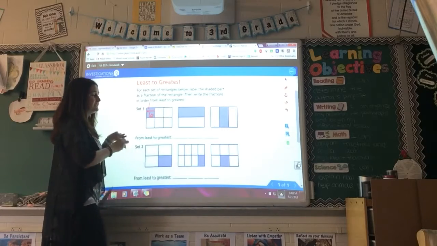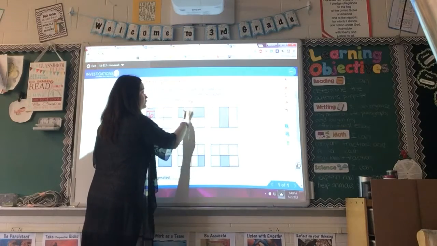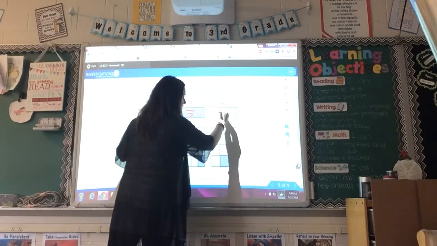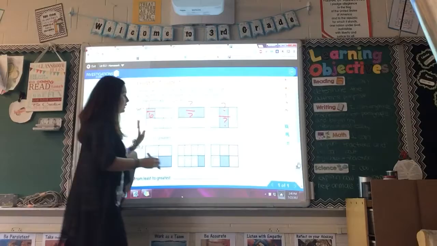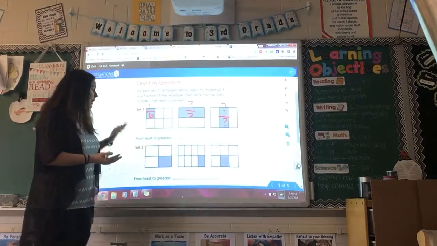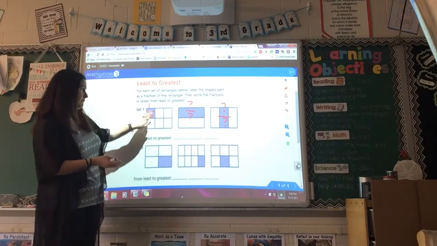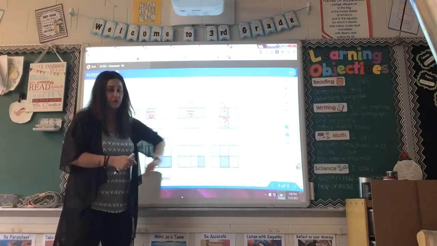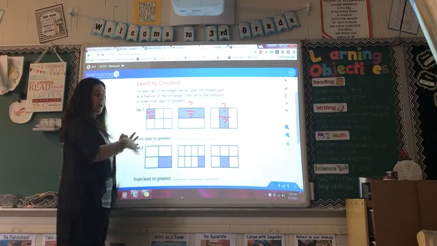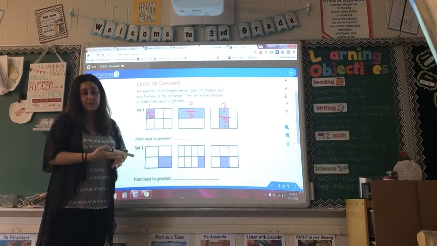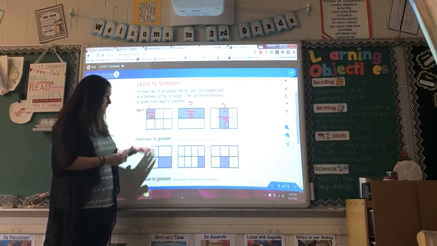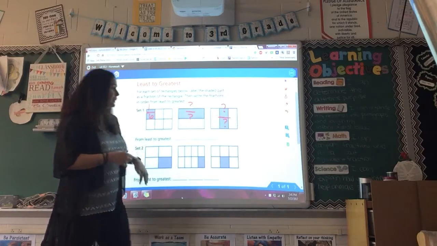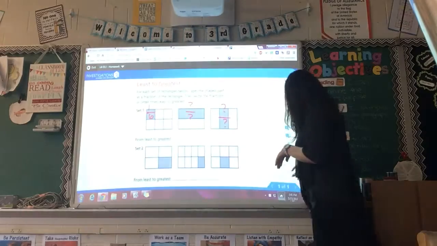Then I want you to do the same for this fraction. What's my numerator here? What's my denominator? Then for this fractional piece, what's this numerator? What's this denominator? So label them first. Then you have to figure out, which is the smallest? Is it this one, or this one? Which is the second smallest, and which is then the largest? So use these pictures to help you see which is bigger, which is the smallest, and which is the largest, okay?